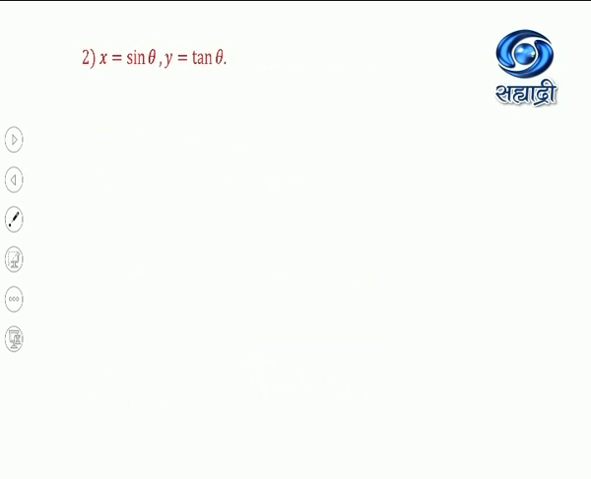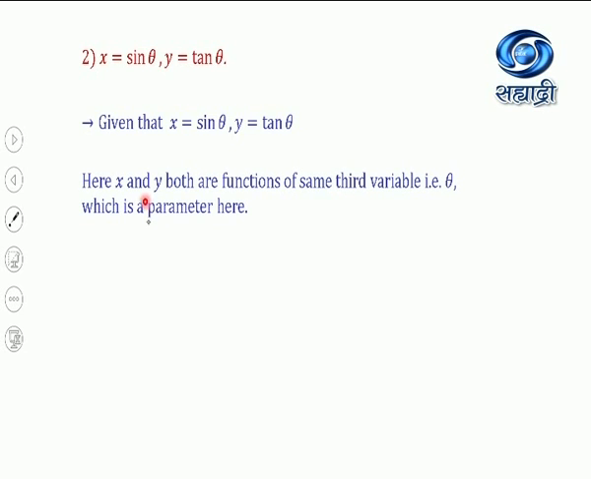Now to continue, our next example number 2. x equal to sine theta and y equal to tan theta. Given that x equal to sine theta, y equal to tan theta, here theta is a parameter. Here theta is a parameter, and we say that x and y are both functions of the same third variable, that is theta, which is a parameter here.